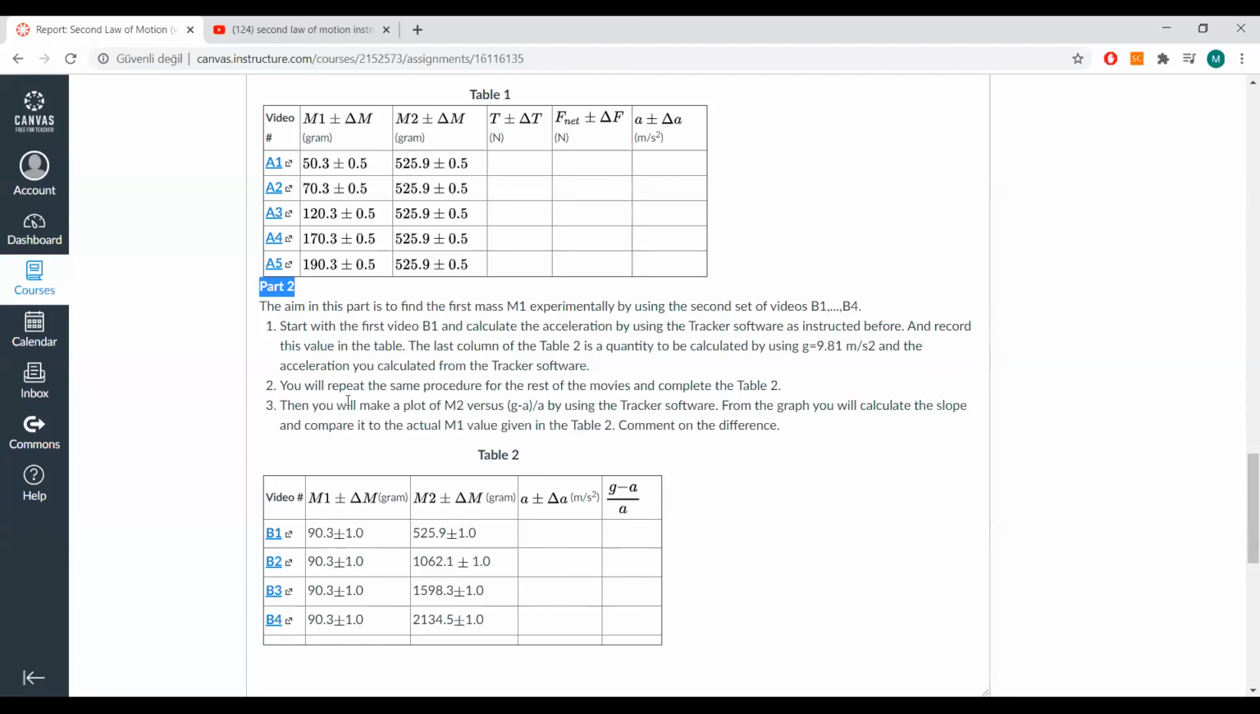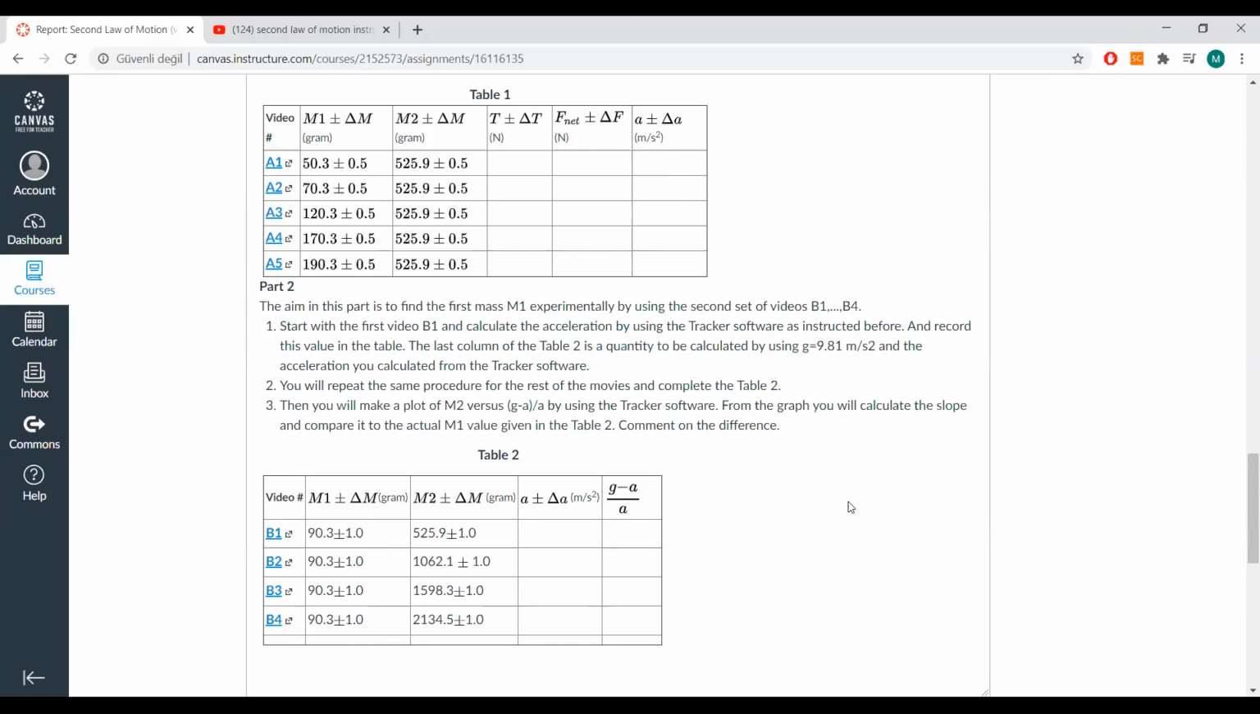After that, the M2 versus (g minus A) over A graph should be plotted by using the Tracker program, and the slope of the graph should be calculated. This value will be the value of the M1 mass calculated experimentally. This experiment is over here.